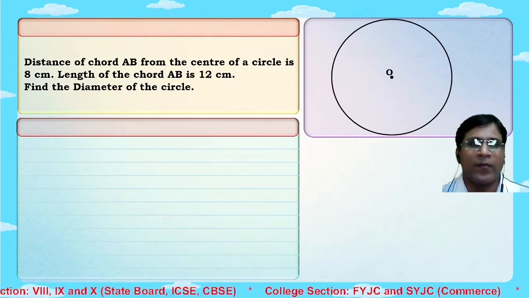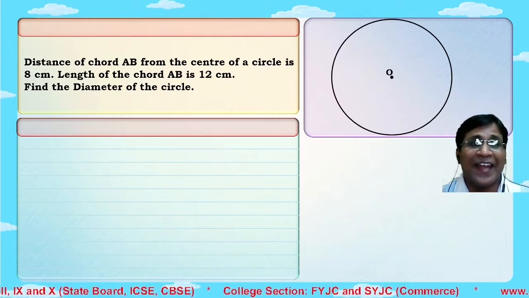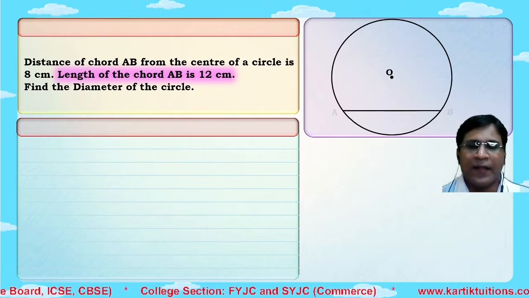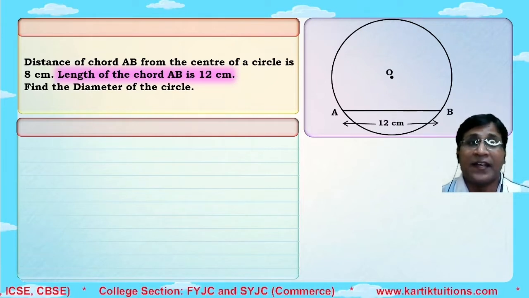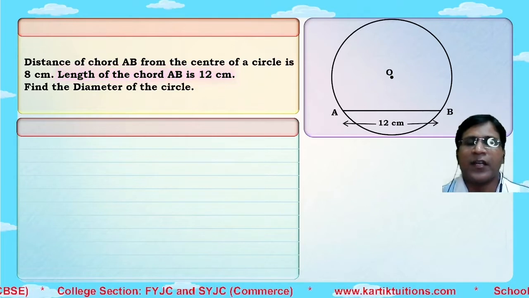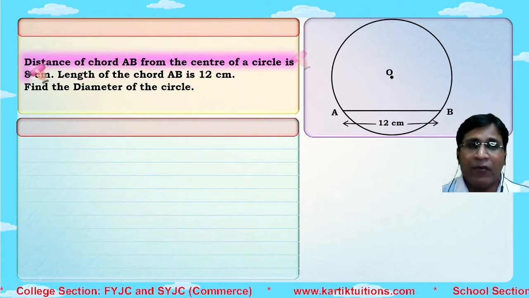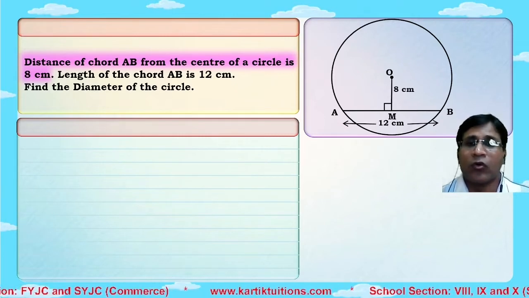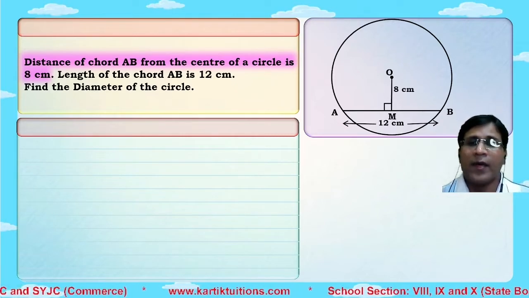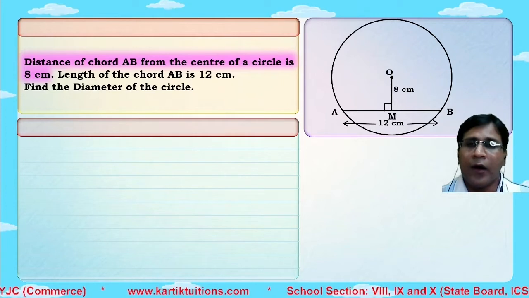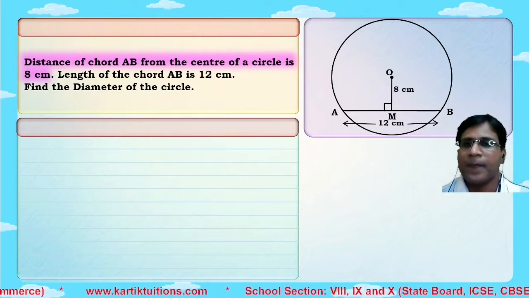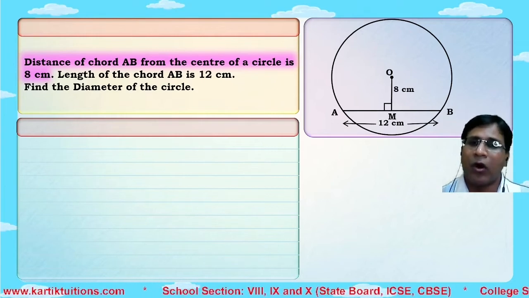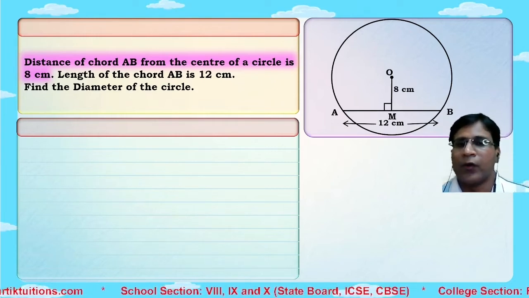Distance of a chord AB from the center of a circle is 8 cm. So we have a chord AB which is of length 12 cm and it is at a distance of 8 cm from the center. Now whenever we talk about the distance, remember it is always perpendicular. So in other words, our OM is perpendicular to chord AB because point O is at a distance of 8 cm from chord AB. So OM will become perpendicular to AB.